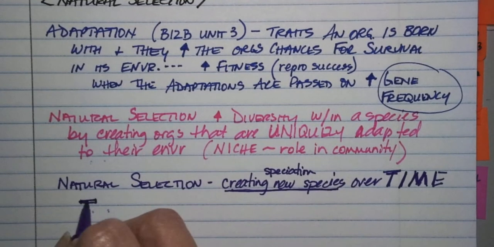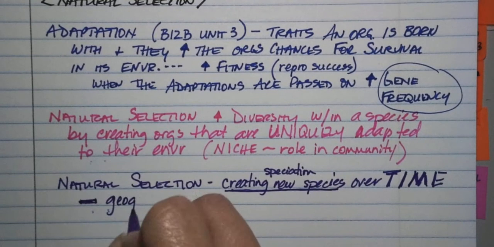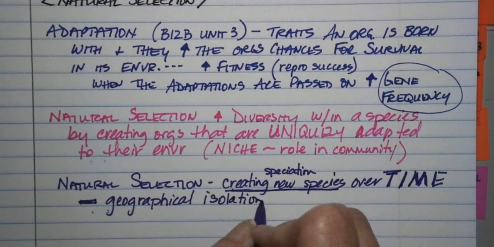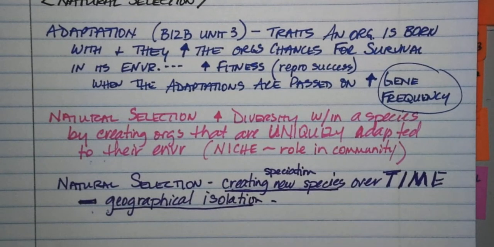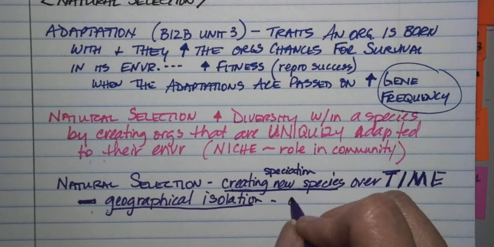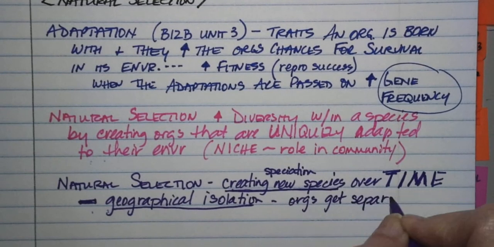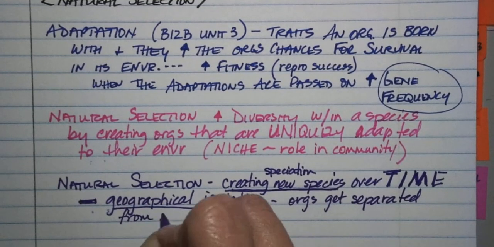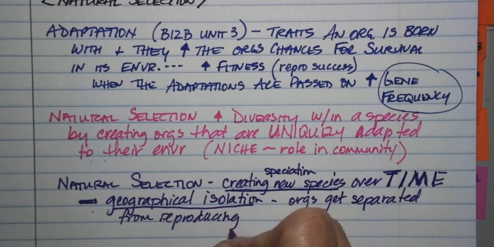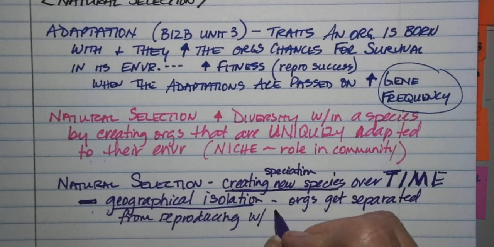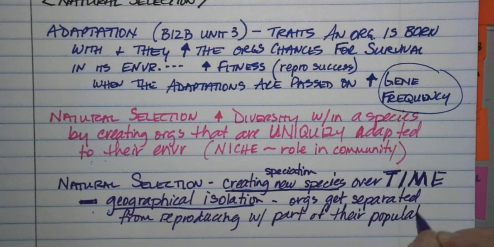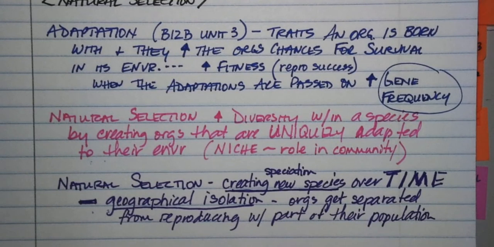which is exactly what it sounds like. What this means is a population gets separated from reproducing with their own, let's say it this way, the organisms get separated from reproducing with the rest of their population. So there's some type of barrier that's come up. Maybe there's an earthquake and the river changes its course. And so now you've got a river that's separating where there wasn't one before.